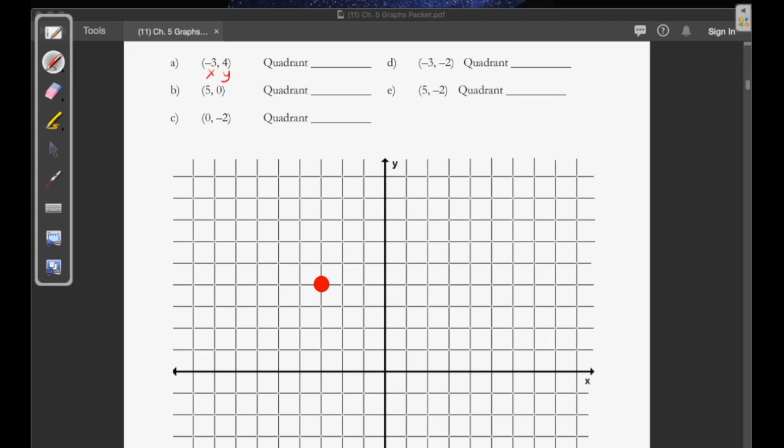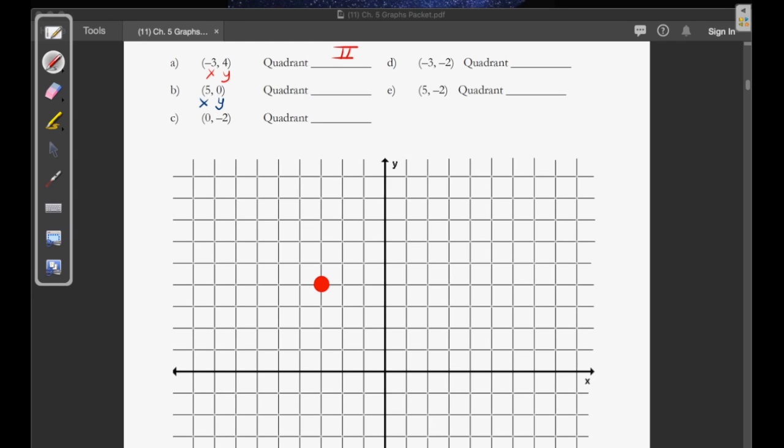Now I want to see what quadrant it's in. Well, if I look back on page 2, I can look at what quadrant it is, or I can try and memorize and be like, oh yeah, that is quadrant 2. So I put II. Then for the next point, I again put x, comma, y.